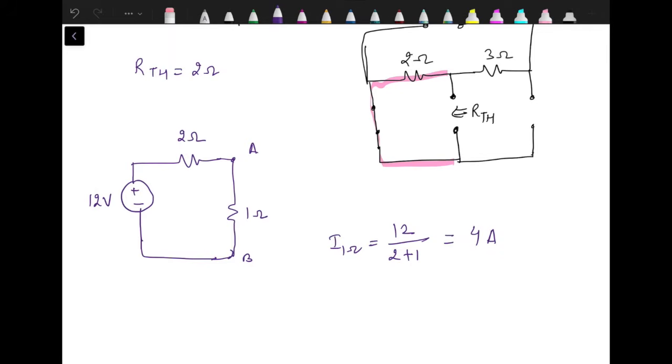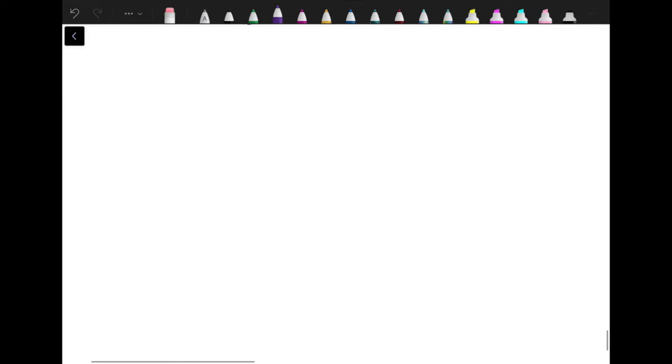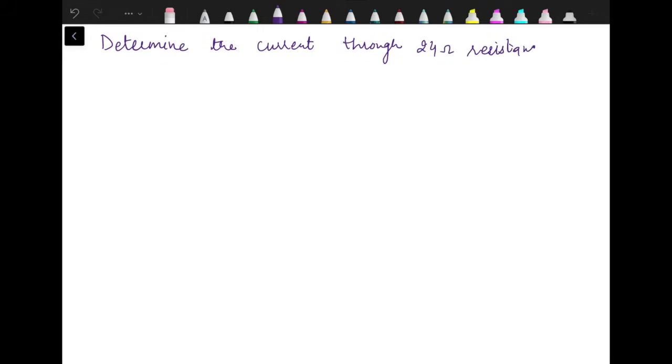The last problem which I am considering for Thevenin's theorem is of the circuit which looks like a Wheatstone bridge. Here again the problem is that we need to find the current. Question statement is: determine the current through 24 ohm resistance using Thevenin's theorem.